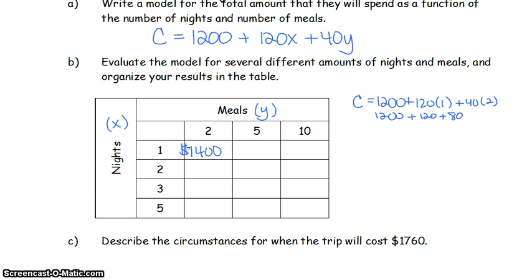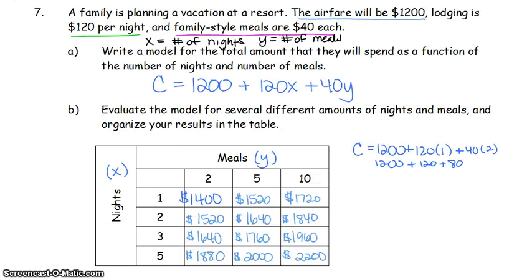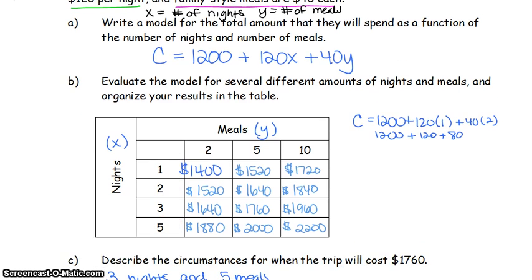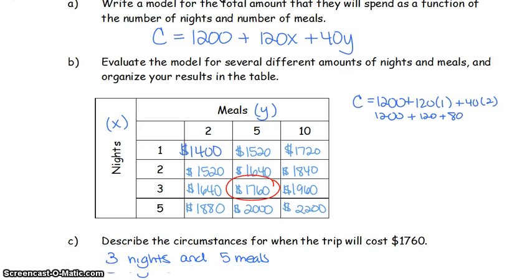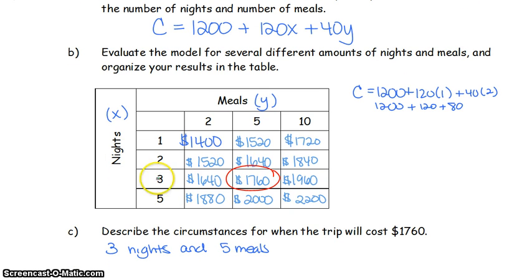Press pause, and I want you to fill in the remaining values in your table. Okay, check the values in your table to make sure that you got everything correct. Remember, these are the numbers you're plugging in for y, these are the numbers that you're going to plug in for x. And our last question is, describe the circumstances for when the trip is going to cost $1,760. When you find that value in your table, you see that it's going to be for 3 nights and for 5 meals. And then we're done.